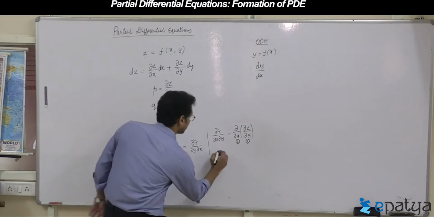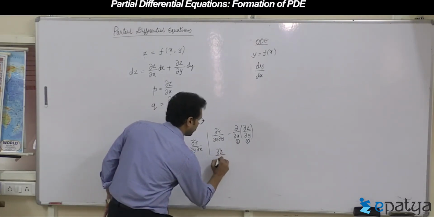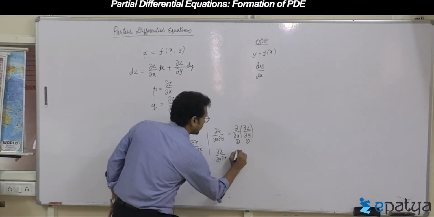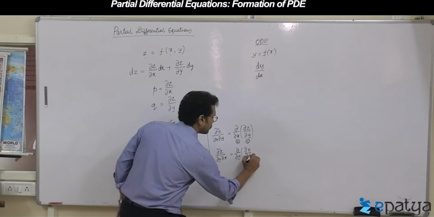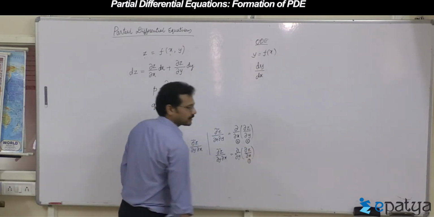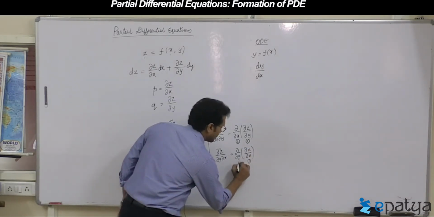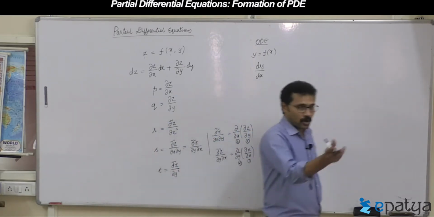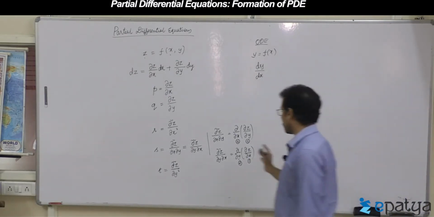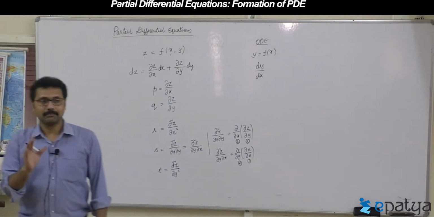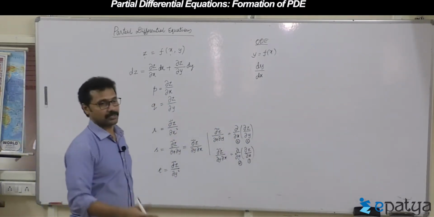But when it comes to the other one, dou square z by dou y dou x, it is dou by dou y operating on dou z by dou x, which means first partial derivative with respect to x and the second partial derivative with respect to y. So order has changed. You cannot change the order as you like. Whenever there is a change in order, the meaning also sometimes changes.